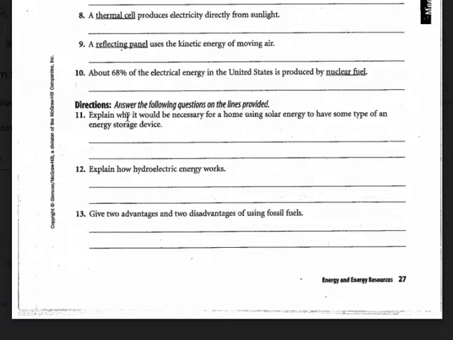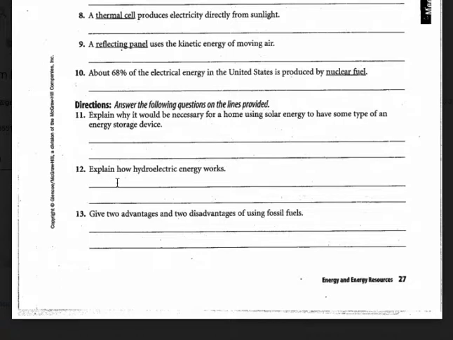11, 12, and 13. Answer the following questions on the lines provided. 11 says, explain why it would be necessary for a home using solar energy to have some type of energy storage device. Well, that's probably because the sun's only out at certain times of the day, so you're only producing electricity when the sun is out. What if there's bad weather? What if there's clouds? Does it still produce that electricity? Probably not.